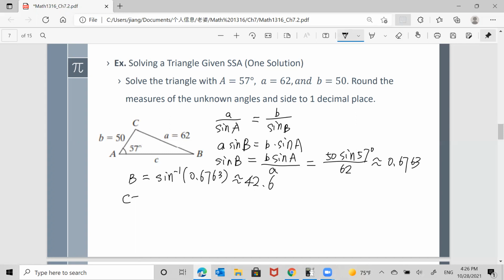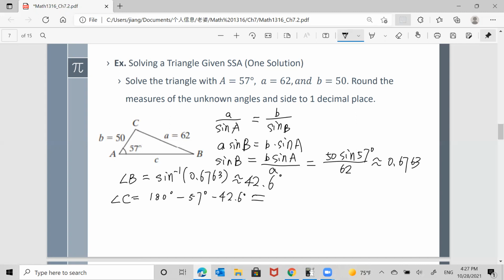C, angle C. I can put angle, it doesn't matter, without the angle sign because the capitalized means angle. So 180 degrees minus angle A is 57 degrees minus 42.6 degrees. Don't forget the degree sign.